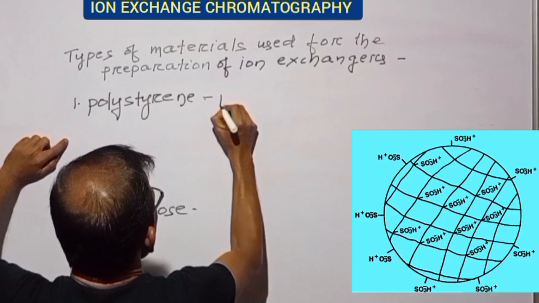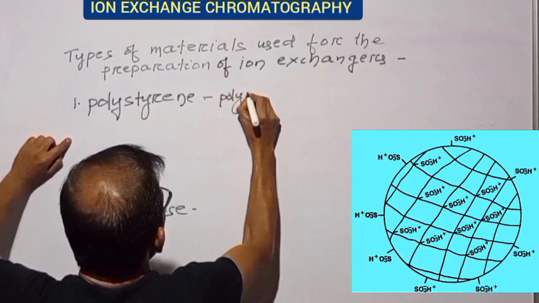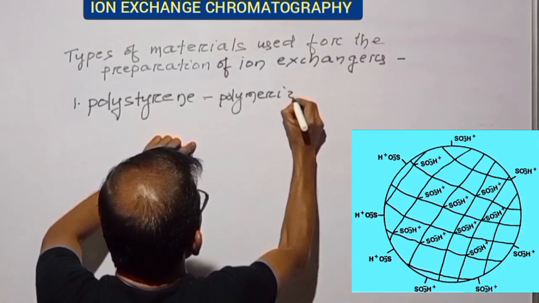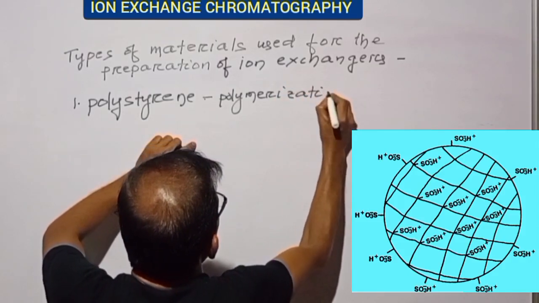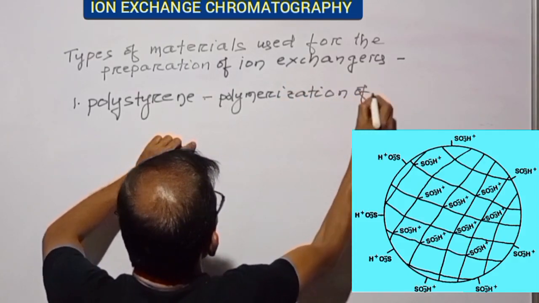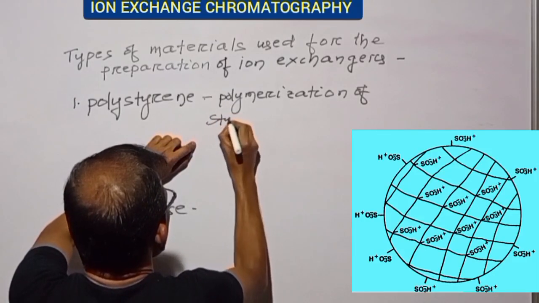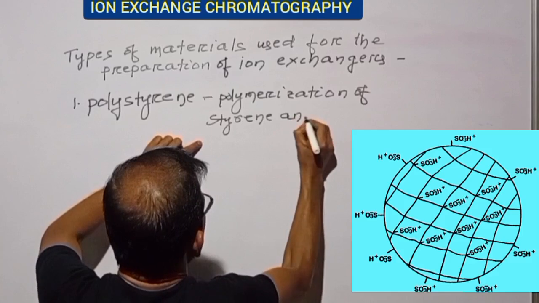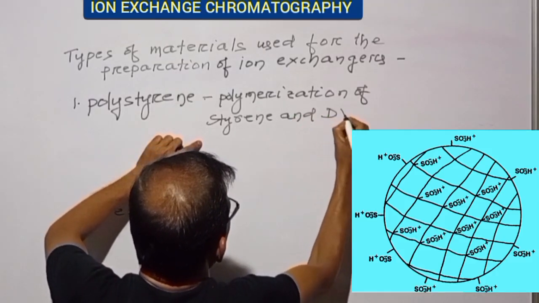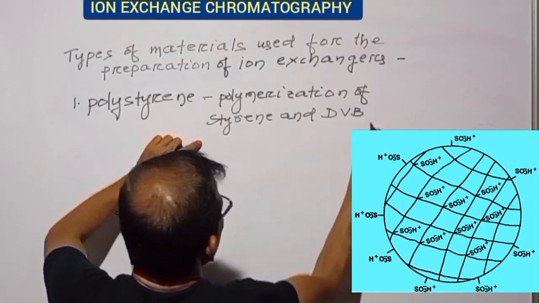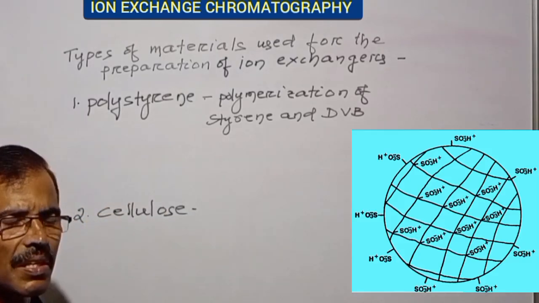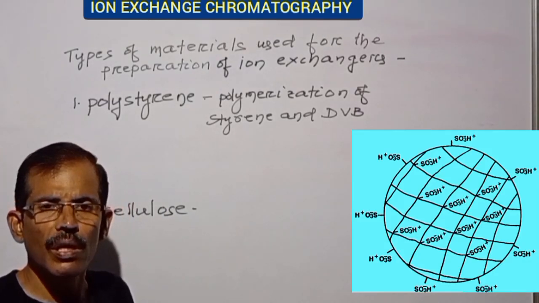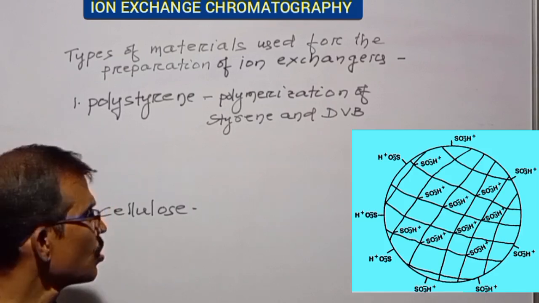Polystyrene is prepared by the polymerization of styrene and divinyl benzene. Polystyrene resin is useful for the separation of low molecular weight compounds.